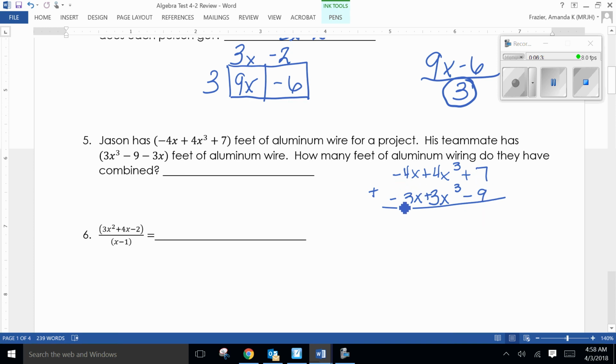Okay, so negative 4 and negative 3 make negative 7x. 4x to the third and 3x to the third make 7x to the third. And negative 9 and 7 make negative 2. And I'm going to rewrite this as 7x to the third minus 7x minus 2.